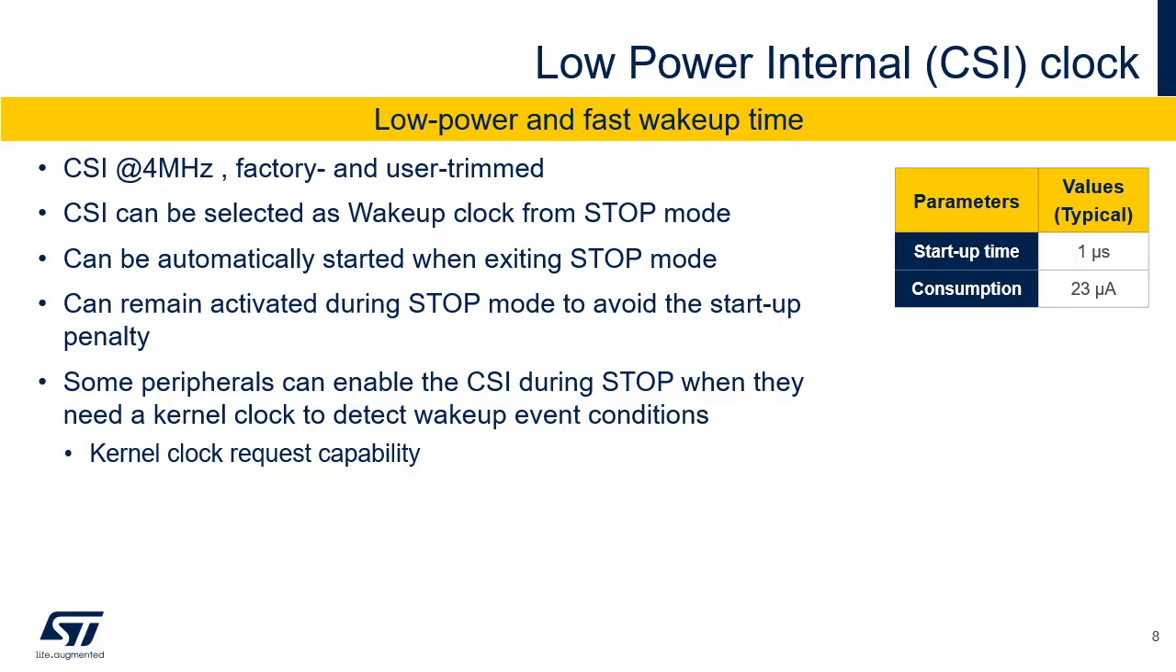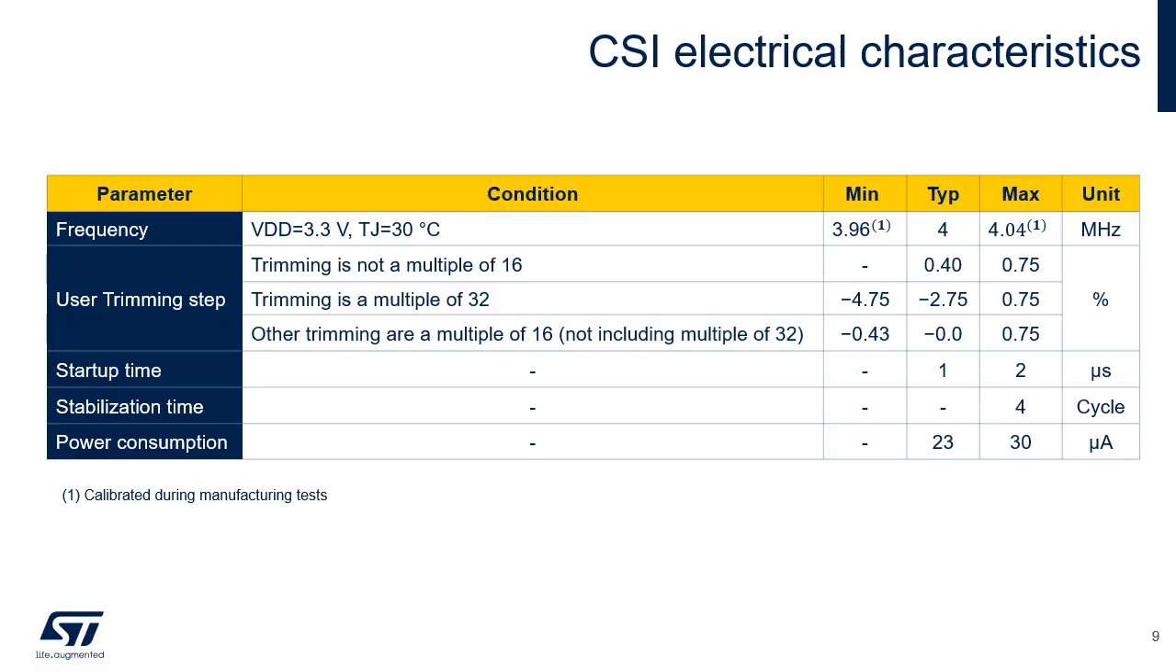Certain peripherals, such as the I2Cs and UART or LPUART, can request the activation of the CSI in system stop mode in order to generate wake-up events. The CSI is enabled by the peripheral only for the wake-up sequence detection and remains disabled outside of this wake-up sequence. This table summarizes the features of the CSI oscillator.